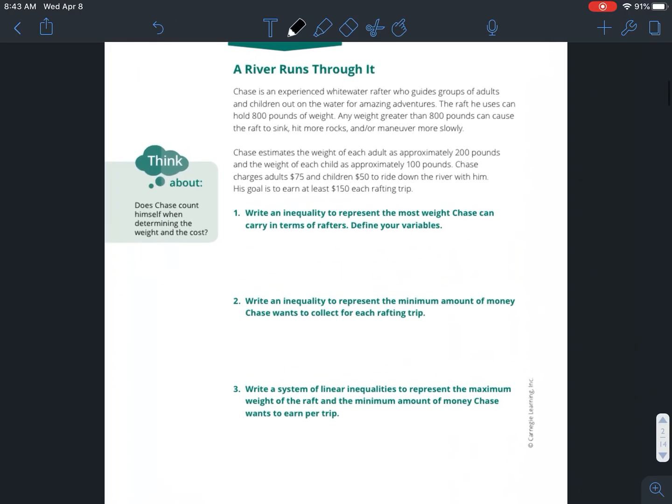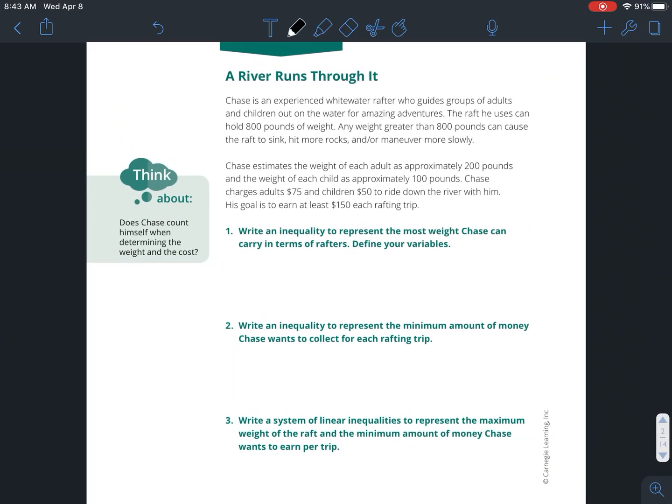Oh, I'm sorry. We're going to do the Get Started because they do number 1 off of it. I'm sorry, guys. That's what I was trying to figure out, why it's not working. So it says a river runs through it. Chase is an experienced whitewater rafter who guides groups of adults and children out on the water for amazing adventures. The raft he uses can hold 800 pounds of weight. Any weight greater than 800 pounds can cause the raft to sink, hit more rocks, and/or maneuver more slowly. Chase estimates that the weight of each adult is approximately 200 pounds and the weight of each child is approximately 100 pounds. Chase charges adults $75 and children $50 to ride down the river with him.